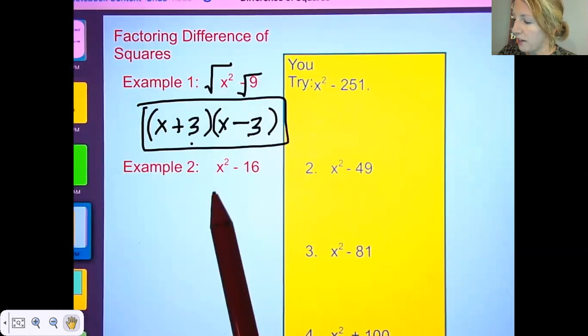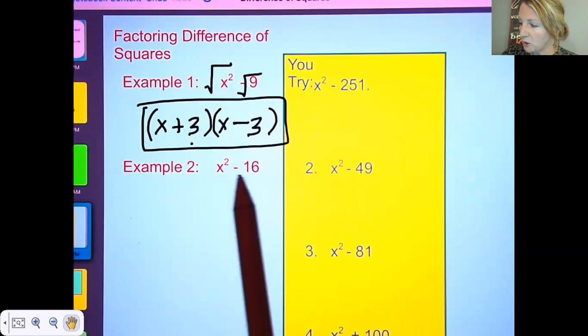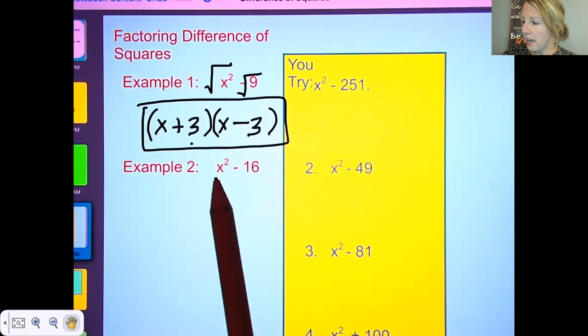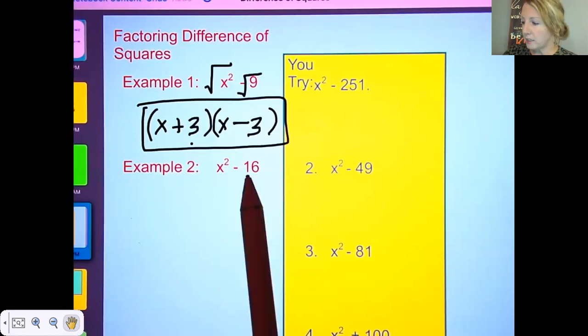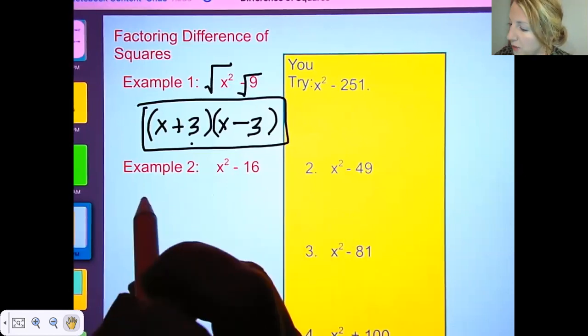Okay, number 2, we have x squared minus 16. So again, check to make sure. Two terms, yes. Difference, yes. X squared is a perfect square. 16 is a perfect square. So I know I have a difference of two perfect squares. So this method will work.